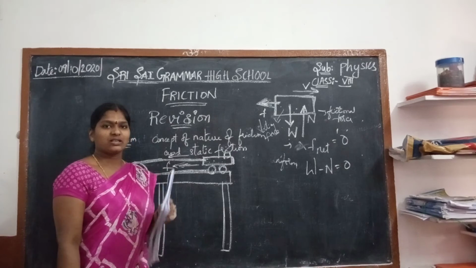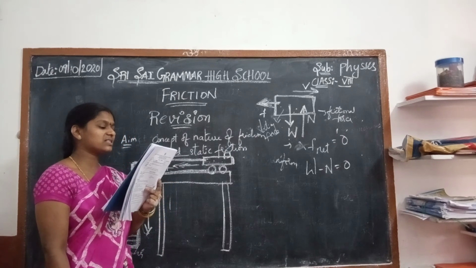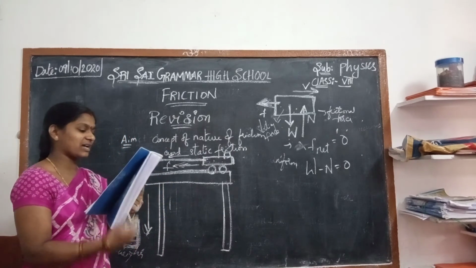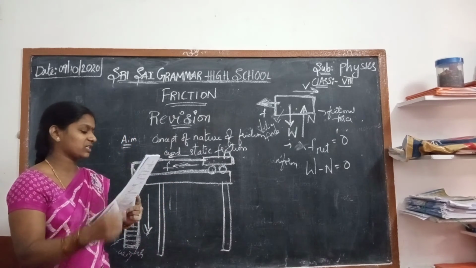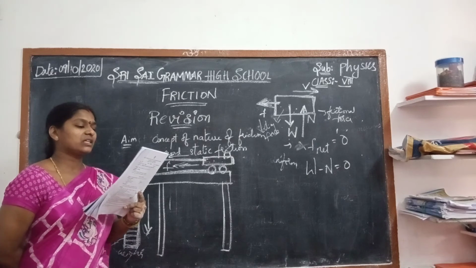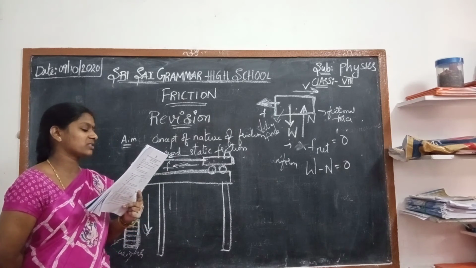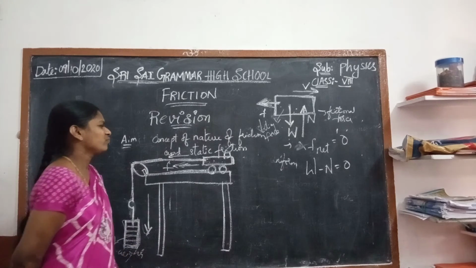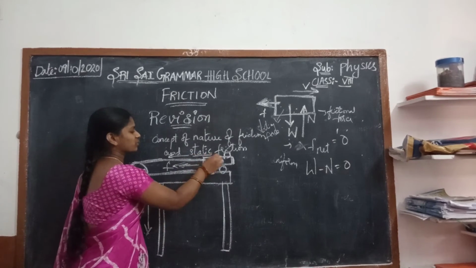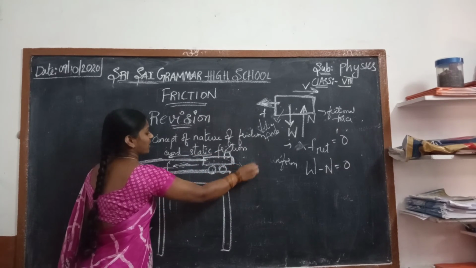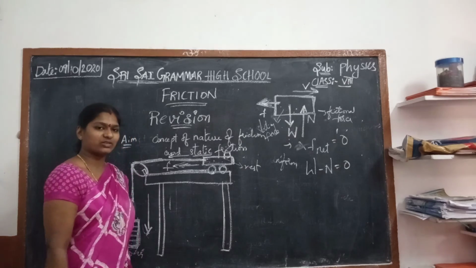The result in this experiment is that at a certain acceleration, the block did not move with respect to the surface of the trolley. In this state, the frictional force present between the surfaces of the trolley and the block is called static friction. Now simply, static means at rest. Static means at rest.